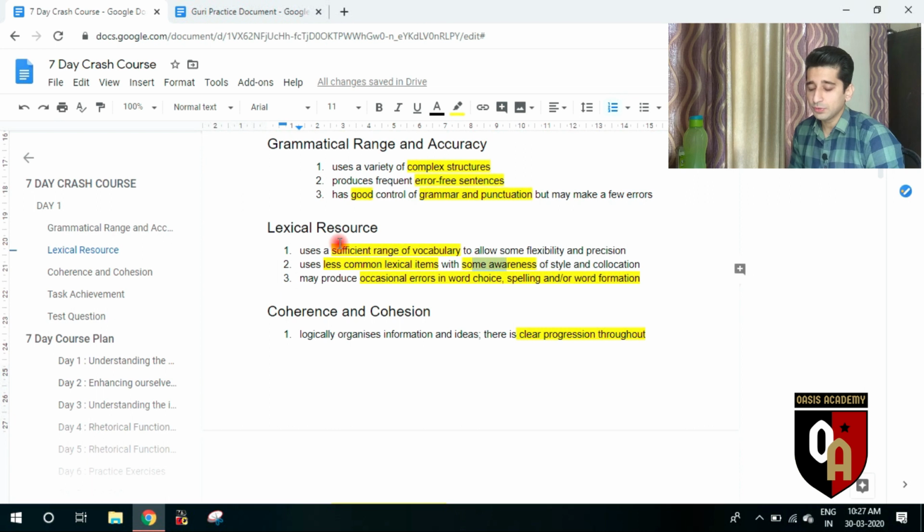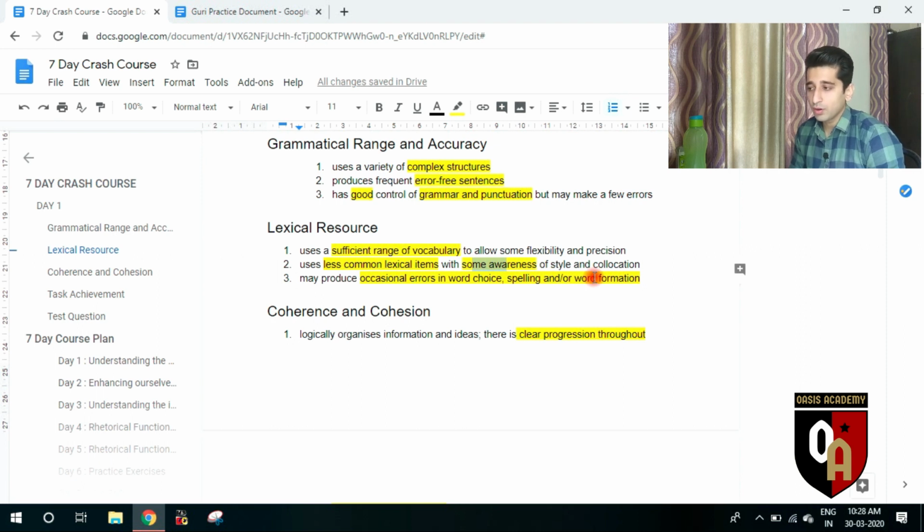Again, fancy words are important, but they should be relevant to your task. So you need to learn task-relevant vocabulary, which we will be going through in the next days. Then come the occasional errors in word choice, spelling or word formation. Even if you want to score band 7 in IELTS, you can have maybe one or two spelling errors or word formation errors, but these need to be limited.